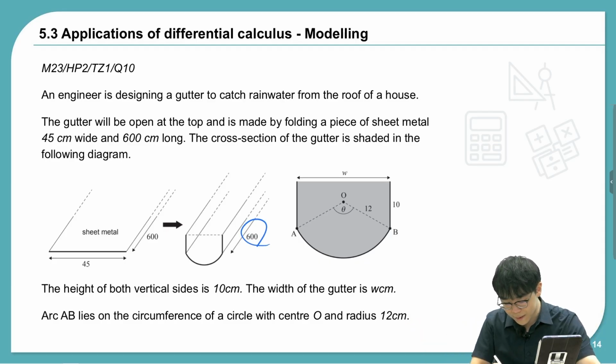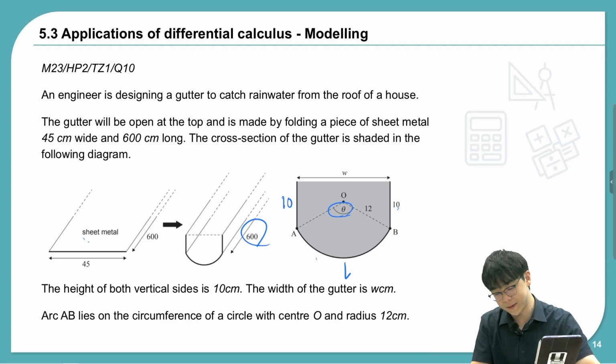What's interesting is that we get this by bending the sheet metal. So it's 10, 10, and then we have the arc length. That should be equal to 45, right? And we have the angles here, so we can use a bit of triangle and circle formulas to do that.